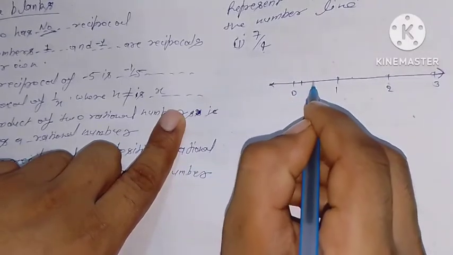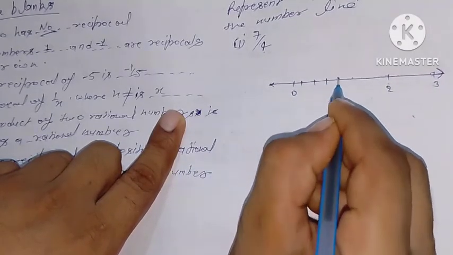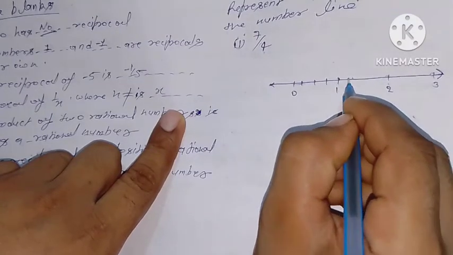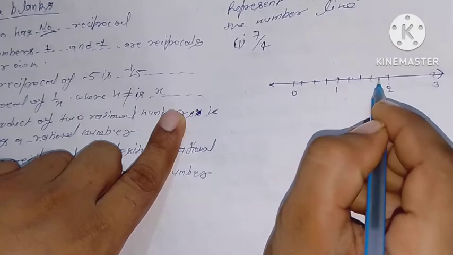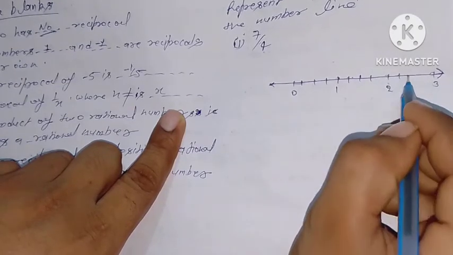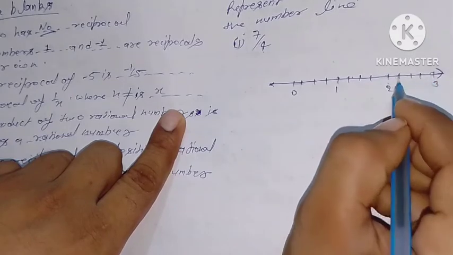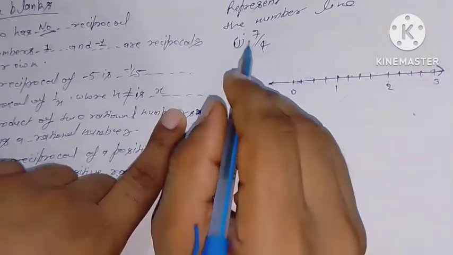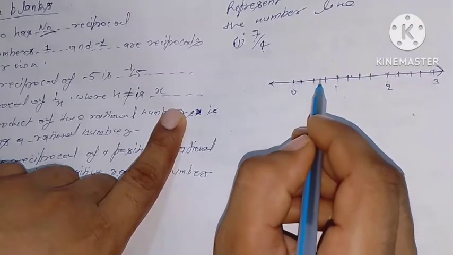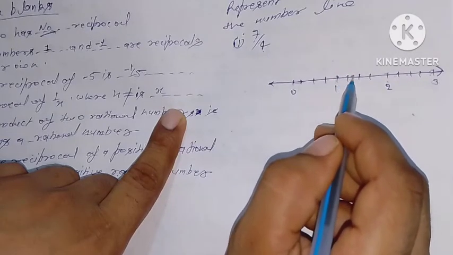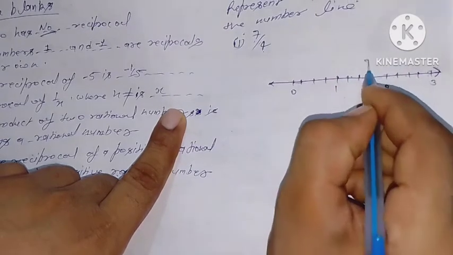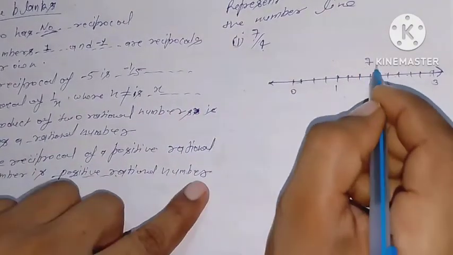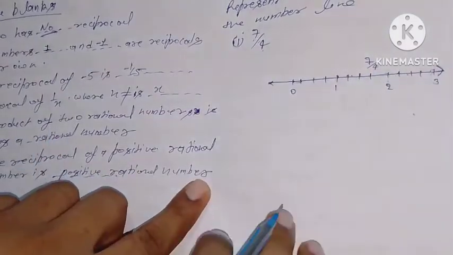But there are four parts in each unit of the number line. Then 1, 2, 3, 4 parts. In this number line, 7: 1, 2, 3, 4, 5, 6, 7. 7 parts. Which part? 7 parts upon 4.